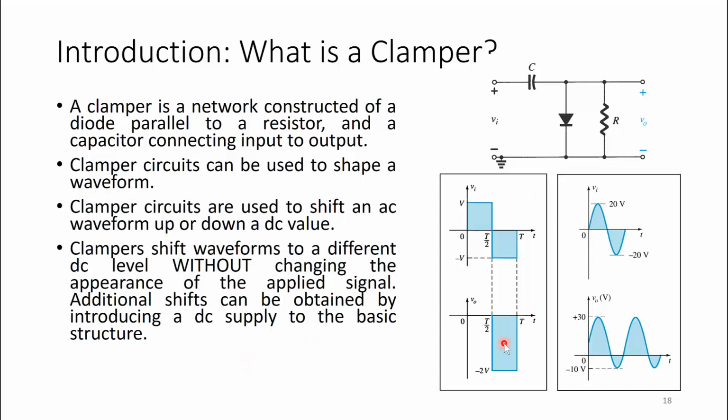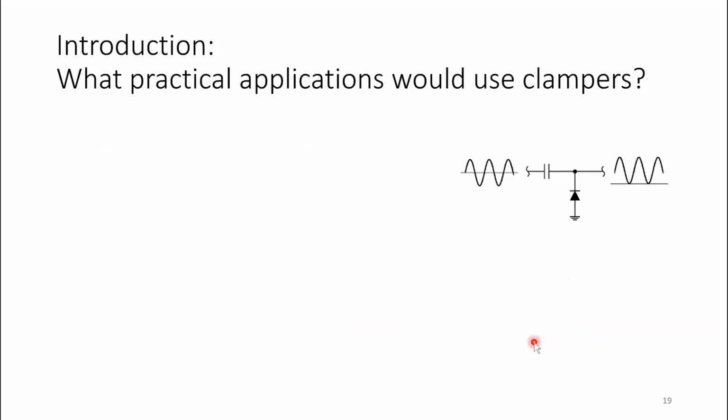And in fact, additional shifts can be obtained by introducing a DC supply to the basic structure. You can add bias just like in the clipper circuit. You can add bias to play around more with the circuit, with the values that you want.